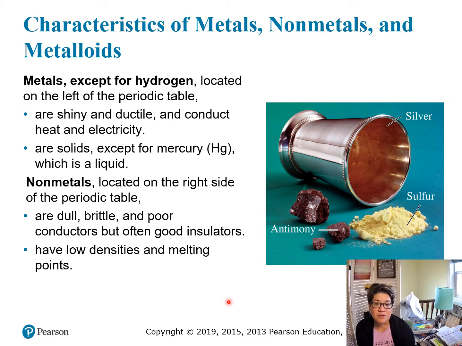And then nonmetals are on the very right side of the periodic table, and they are dull, brittle, and poor conductors, but they're good insulators. So sulfur is an example there. And they have low densities and melting points.